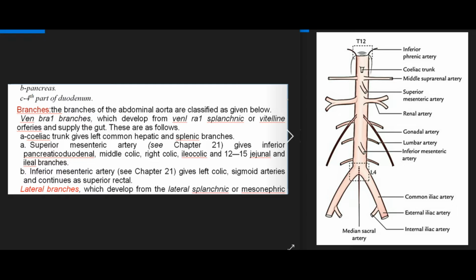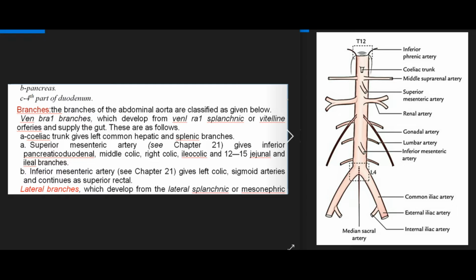Branches. The branches of the abdominal aorta are classified as given below. Ventral branches, which develop from ventral splanchnic or vitelline arteries and supply the gut. These are as follows. A. Coeliac trunk gives left gastric, common hepatic and splenic branches.